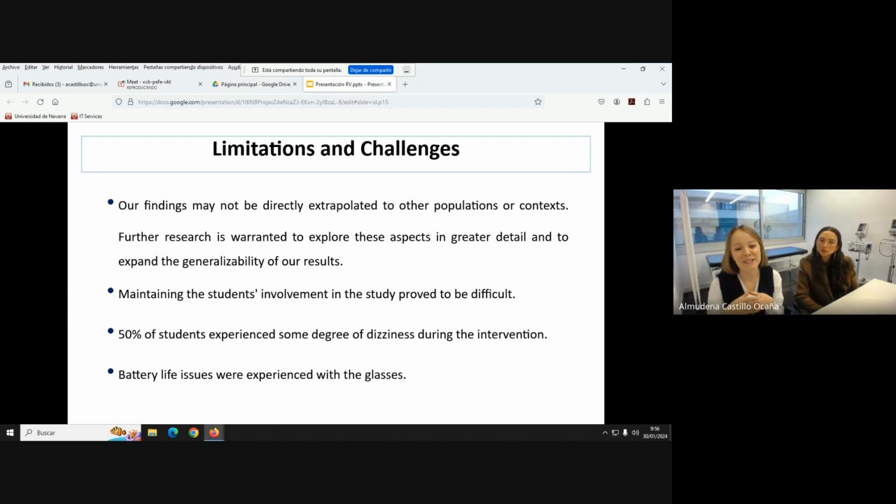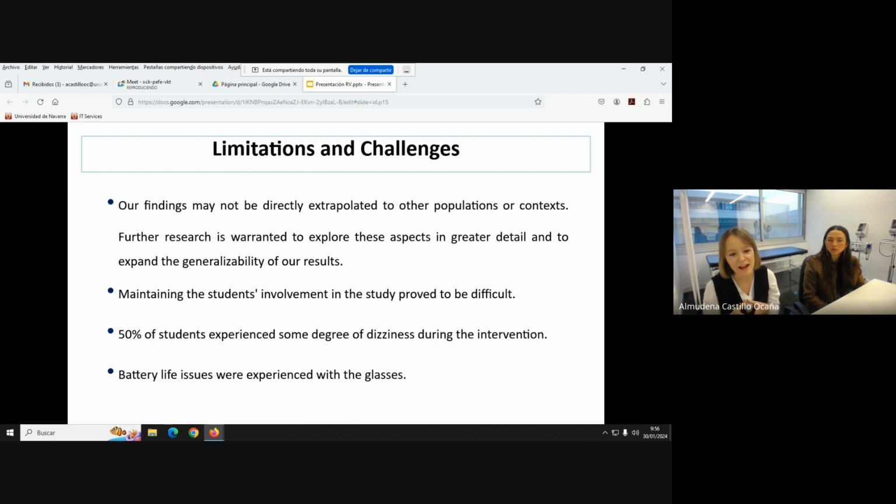Also, maintaining the students' engagement with the project was sometimes difficult because they needed to come 3 times to the nursing lab, and they have a really tight schedule, with clinical placement in the morning or class to attend in the evening. So it was difficult to find the gap where they could come and do this virtual reality experience. Also, 50% of our students experienced some degree of dizziness during the intervention.